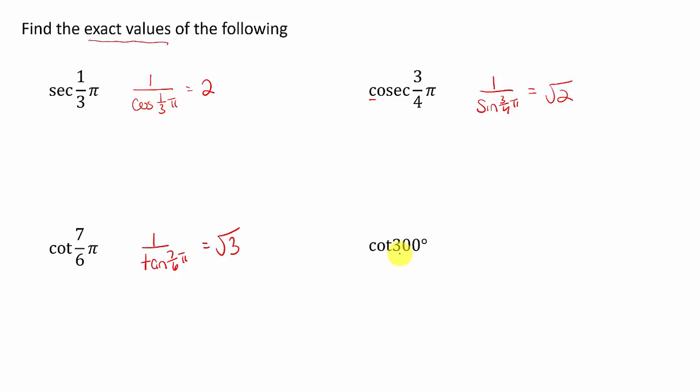I threw this one in there just because we need to pay attention to our mode on a test. If we're given radians, we need to be in radian mode. But if we're doing anything with degrees, then we would need to be in degree mode.